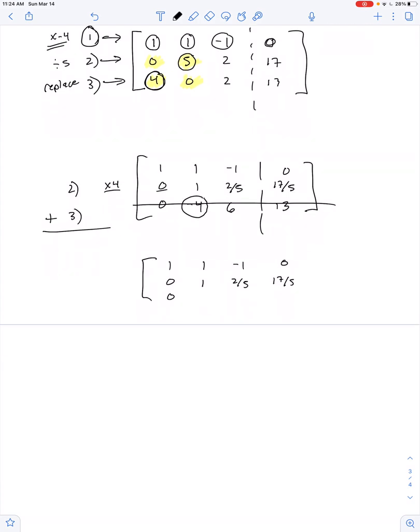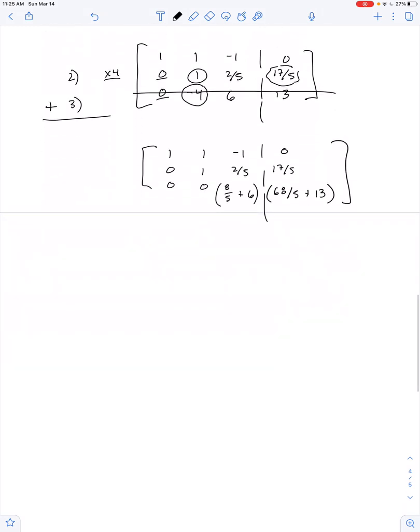4 times 0 is 0 plus 0 is 0. 4 times 1 is 4 plus negative 4 is 0. 4 times 2 fifths would be 8 fifths, and 8 fifths plus 6, well, we'll just write it like that. And 4 times 17 fifths, let's see, 4 times 17 is 40 plus 28, so 68. 68 fifths plus 13. Okay.